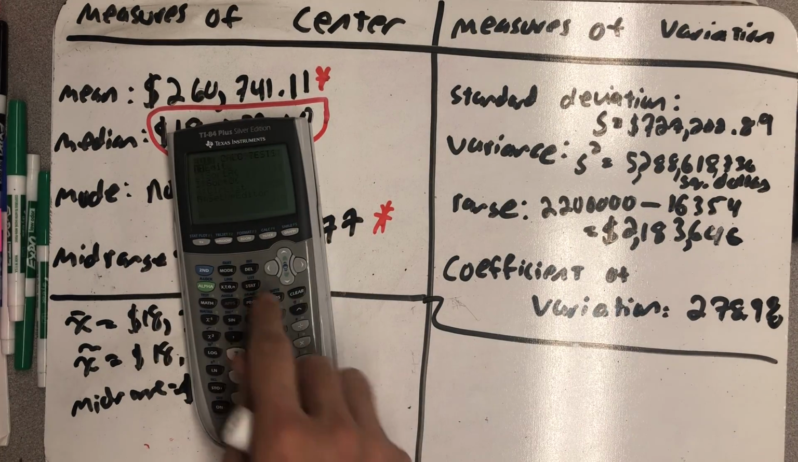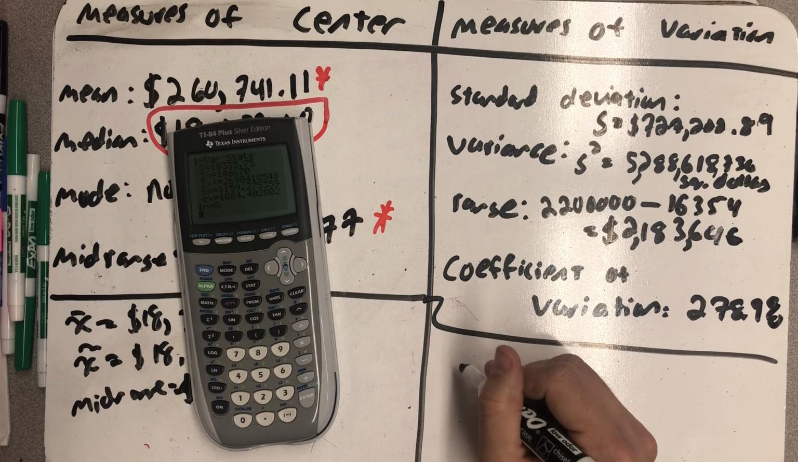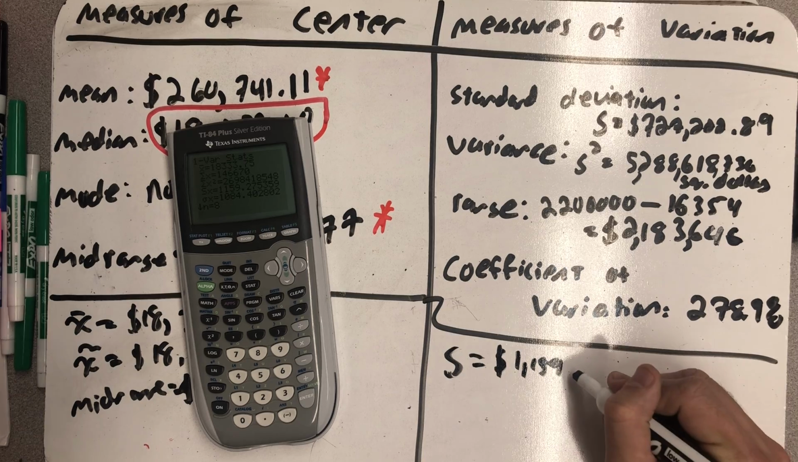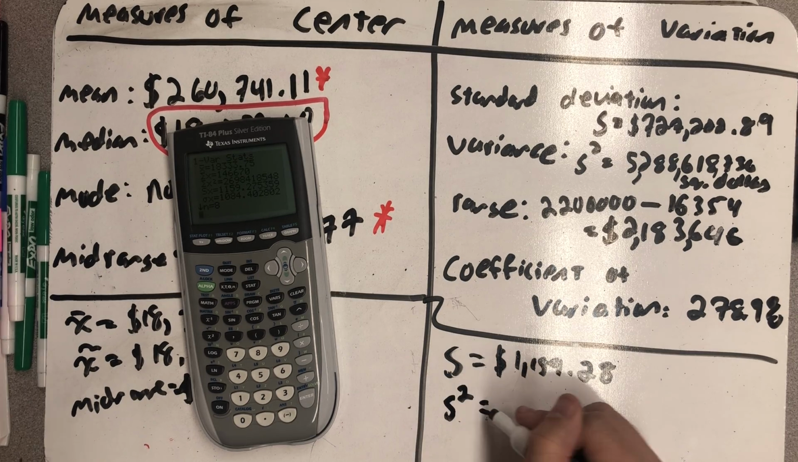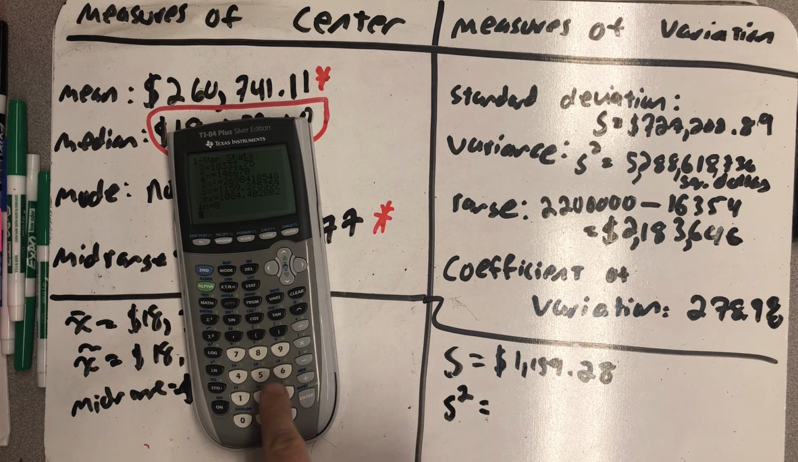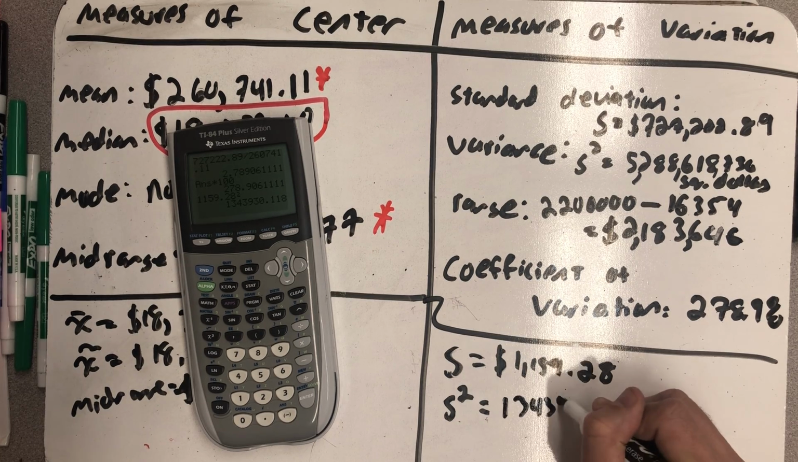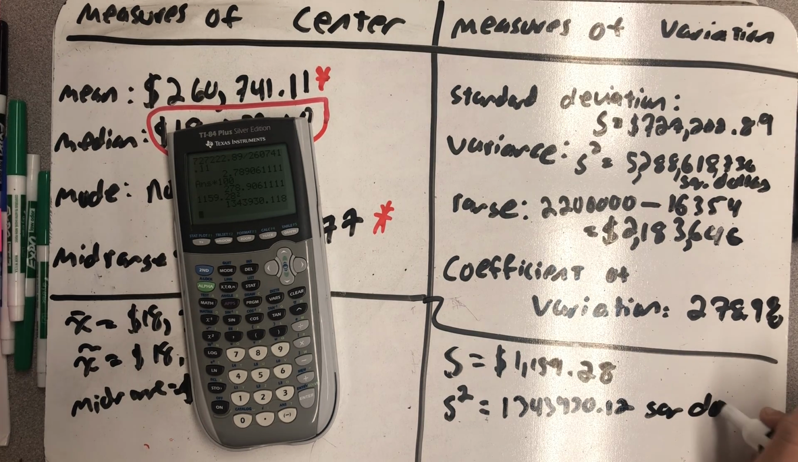Well, let's look at the measures of variation. My standard deviation is now just $1,159.28. I need to square that to find the variance. All right, and I'm going to carry a few more decimal places this time. Well, maybe not because I can't see them now. Variance still comes in units of square dollars.